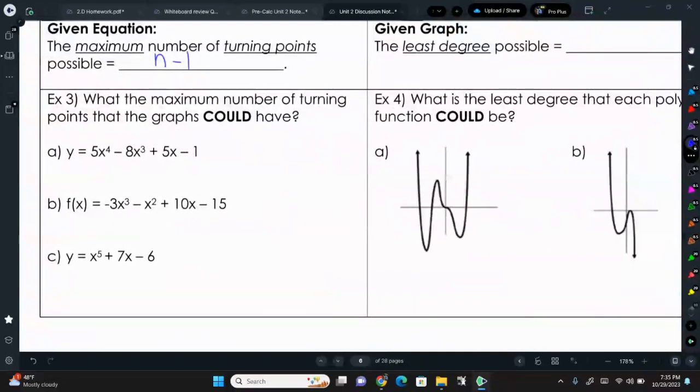So if we look at example 3, what is the maximum number of turning points the graph could have? Now this is in standard form, so don't add up all your exponents. Our degree is 4. 4 minus 1 is 3. All right, letter B, we have a degree of 3. 3 minus 1 is 2. And then in letter C, our degree is 5. 5 minus 1 is 4. So again, you don't add the exponents in standard form. You just look for the largest one.